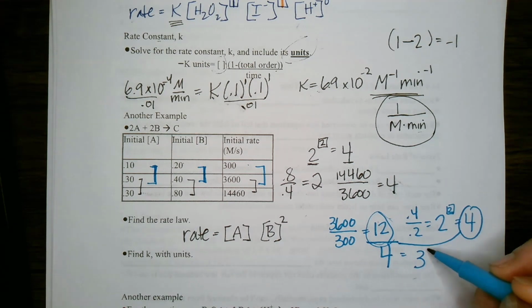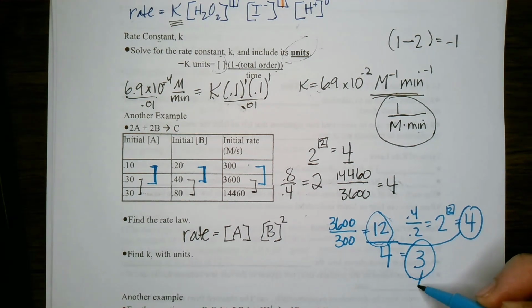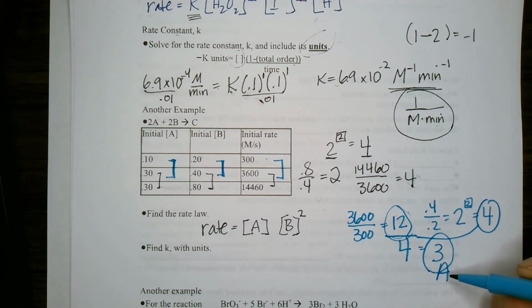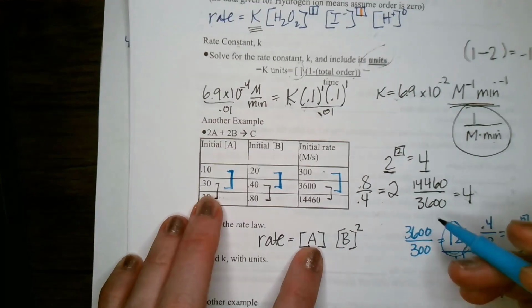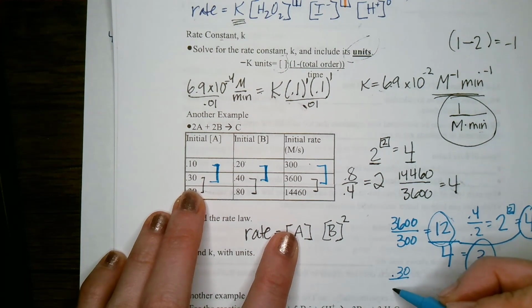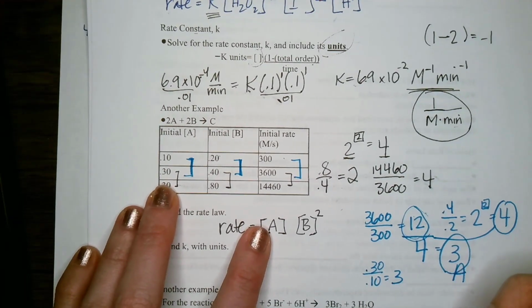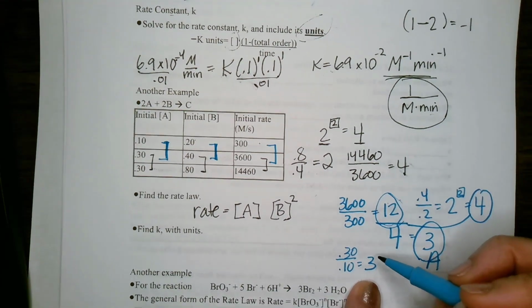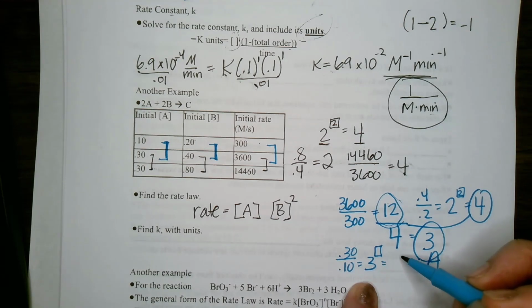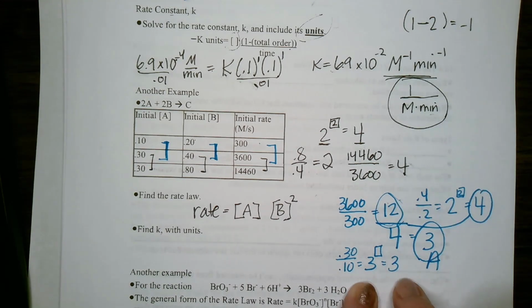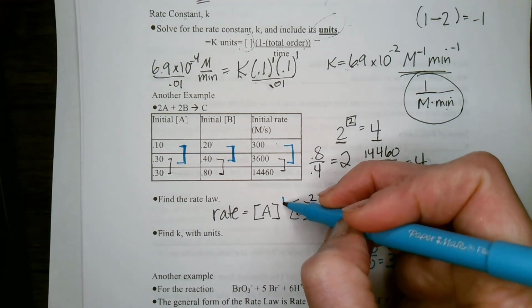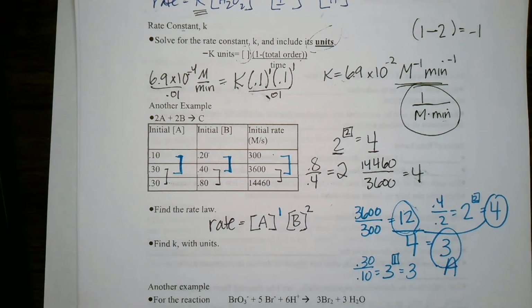And by doing that, 12 divided by 4, we get 3. And this 3 must be coming from A. Okay, so now let's look at what's happening to A from trial 1 to trial 2. And we can see that its concentration went from 0.10 to 0.3. So if we did 0.3 divided by 0.10, we get 3. All right, so if the concentration is tripled, what order does it need to be to triple the rate? And we can see that this has got to be an order of 1.